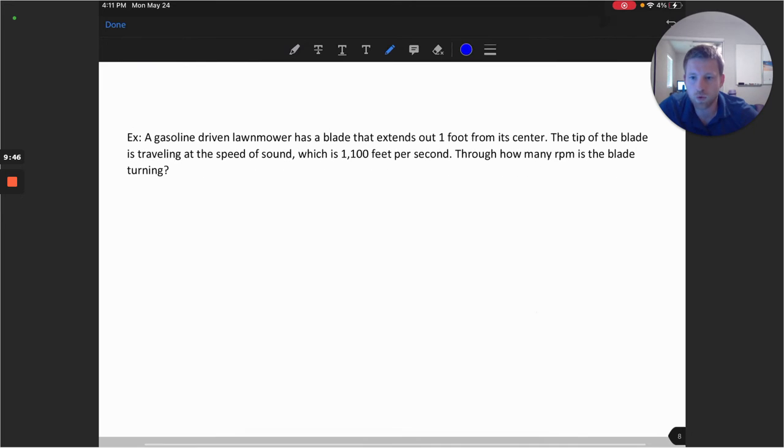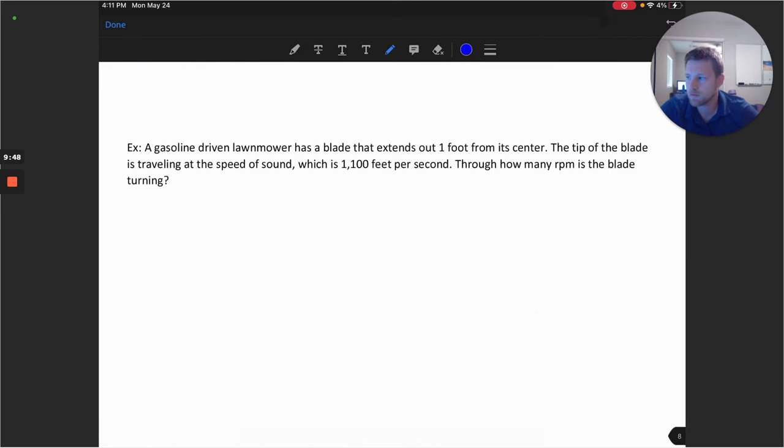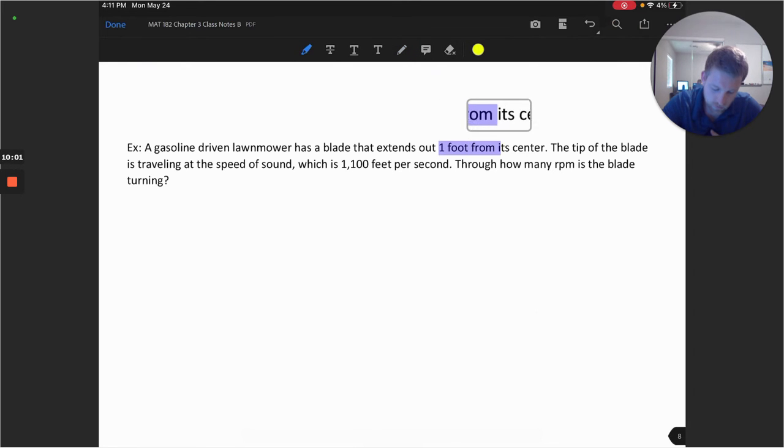We'll finish up with one more problem. This says that a gasoline-driven lawnmower has a blade that extends out 1 foot from its center. The tip of the blade is traveling at the speed of sound, which is 1,100 feet per second. Through how many RPMs is the blade traveling?